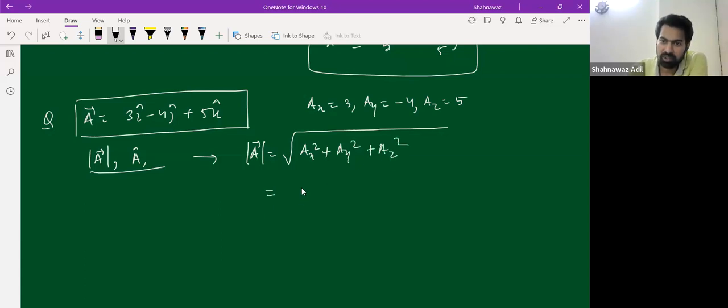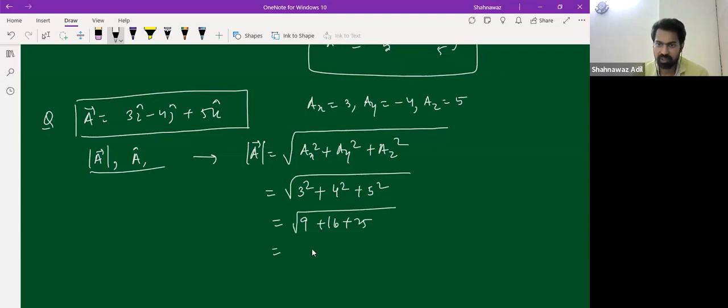So AX we know is 3 square. And this is minus 4 square, which is 16, right? Because minus of square is positive. And then you have this 5 square. So this would be 9 plus 16 plus 25. So 25 plus 25 is 50. How much is this? 25 into 2. So what would that be? 5√2. Yes, correct. This is the magnitude.